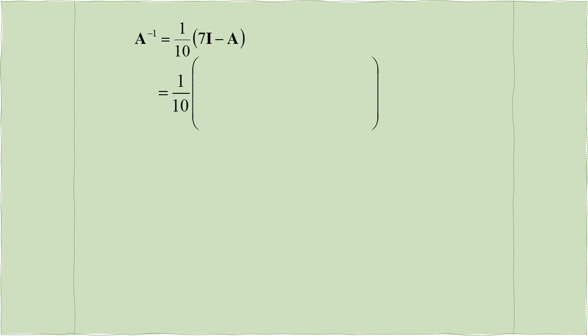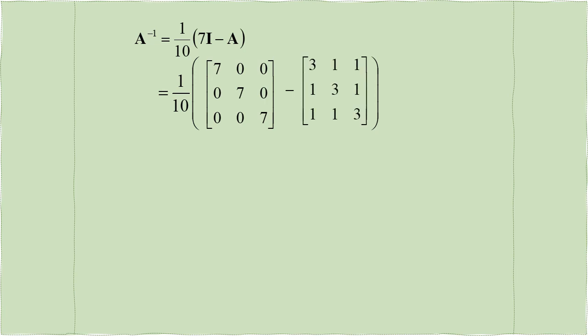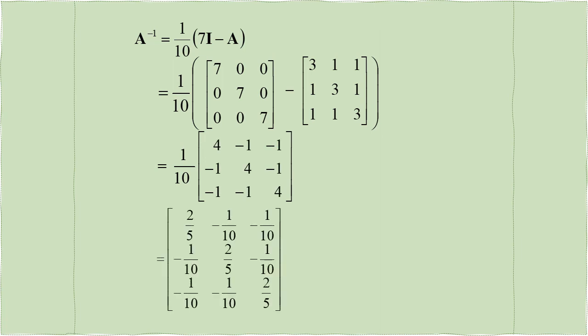1 over 10 of matrix 7I, 7 of the identity. So we have 7, 0, 0, 0, 7, 0, 0, 0, 7, minus matrix A, which is 3, 1, 1, 1, 3, 1, and 1, 1, 3. So the final answer we should get is, yes, multiply the matrix with the constant of 1 over 10.